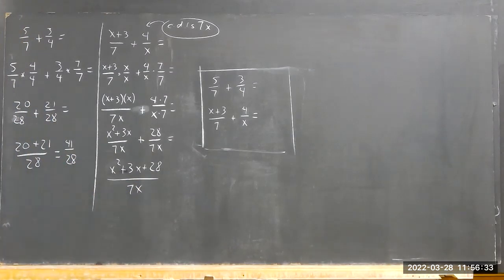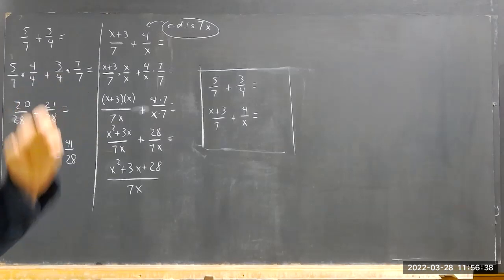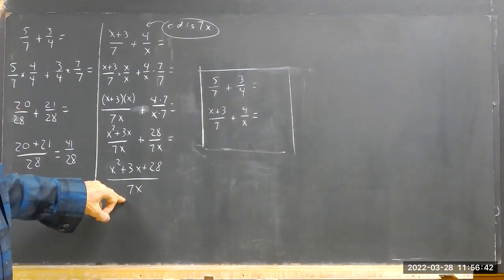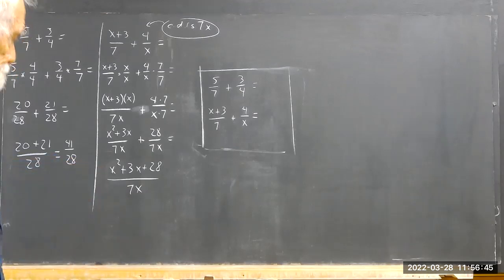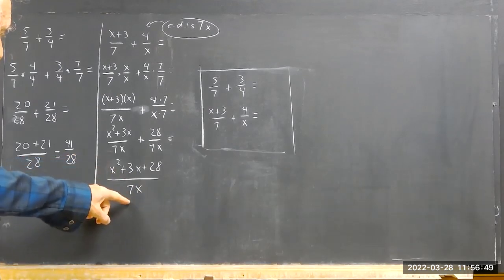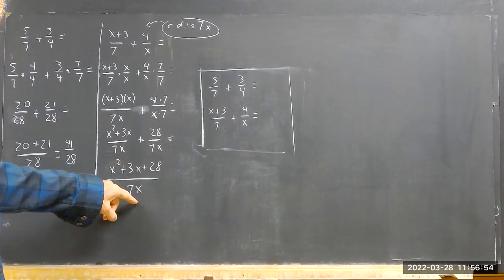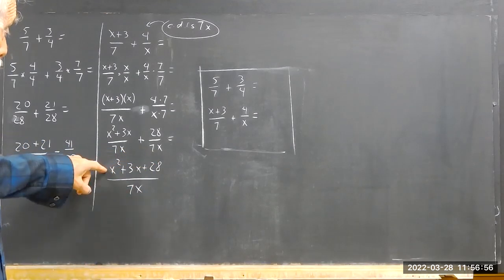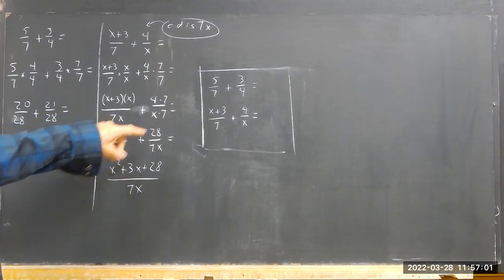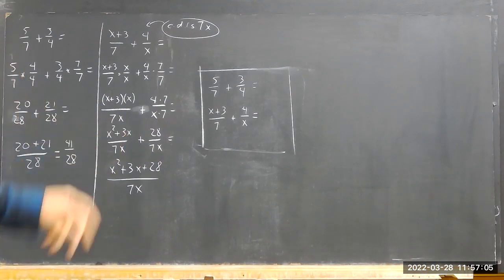Yes. I mean, the rule is you can add the numerators if you got the same denominator. If you understand why the rule works, it's because of the distributive law. Because applying the distributive law to this, I've got x squared over 7x, 3x over 7x, 28 over 7x, right? And the x squared over 7x and 3x over 7x is the same as x squared plus 3x over 7x and all that. You want to think that through. Not a bad idea.